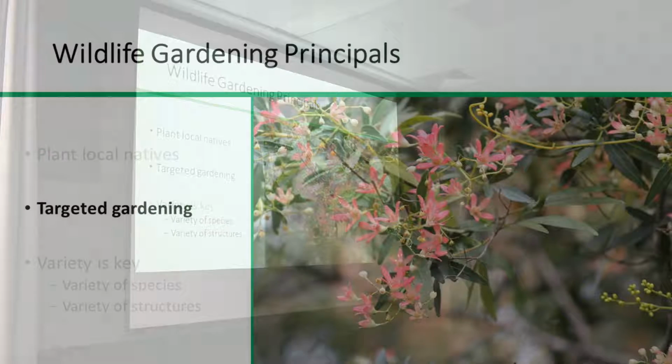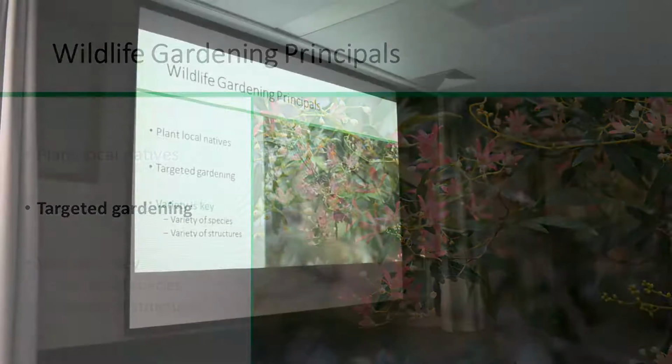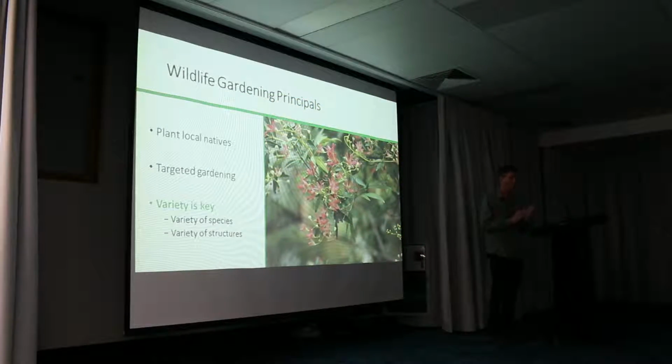The second principle is targeted gardening. That is different to the first point. That's actually planting whatever particular animal species you have in mind, planting and structuring your garden towards that animal species. We'll go into that in quite a lot of detail. But just figuring out the specific animal you want to attract, and figuring out every little nuance of what it likes in its habitat structure.